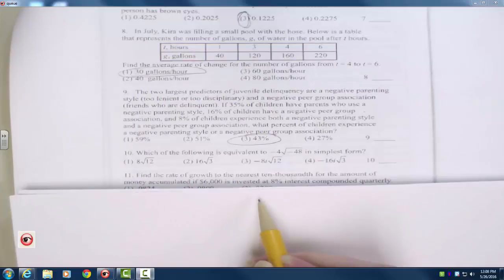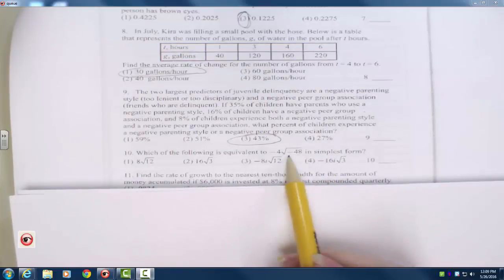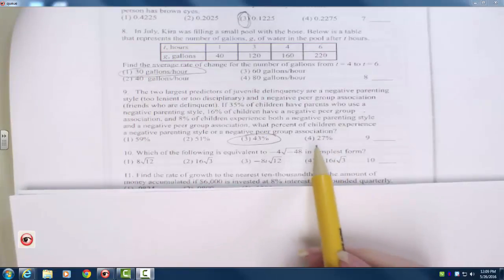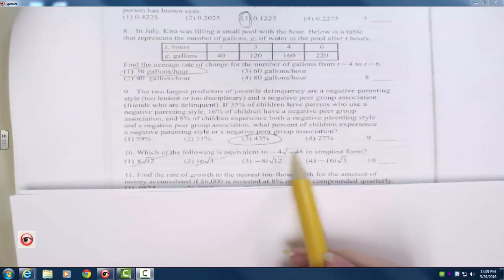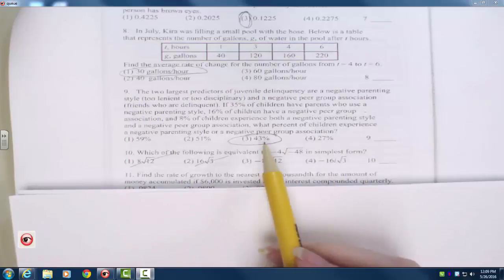All right, number 10, simplest radical form here. So first thing that I see is there's a negative inside the radical. The fact that there is a negative inside the radical means that there is an i in my answer. So the ones without i's are out. They're trying to trick you and have two negatives, but there's a difference between inside and outside of the radical.